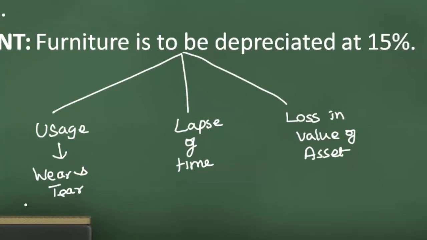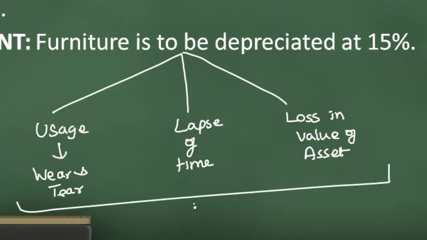So we generally term them as depreciation. So what is depreciation? Depreciation basically means reduction in value of an asset, not confined to a particular asset like furniture. It is a reduction in value of an asset, and this reduction should be accounted in the books. And how it will be accounted, we'll see.